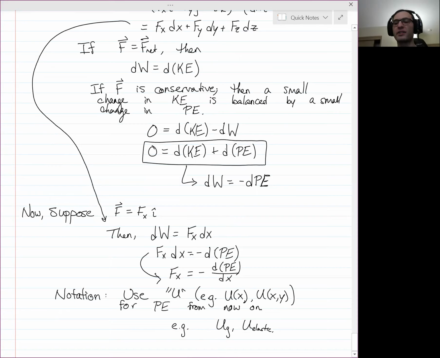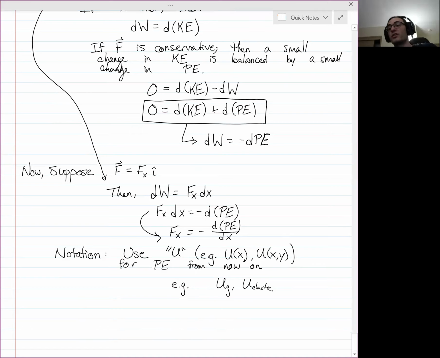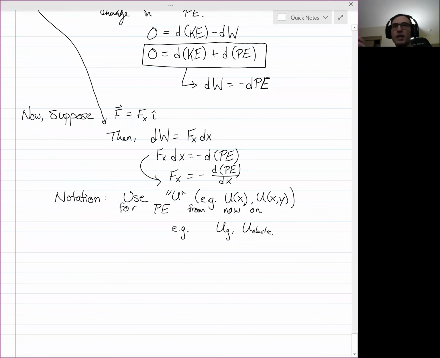I took the dx that was there because the objects traveled a small amount of distance in the x direction, and I just divided the change in the potential energy by that small distance. And that is what a derivative is. It's just a limiting process of dividing a small change in a value of a function, in this case the potential energy function, by a small distance traveled.